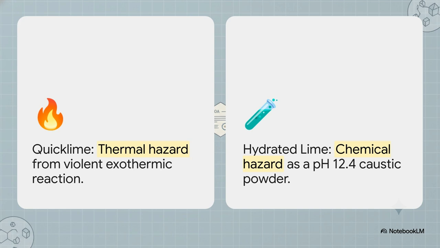A saturated solution of calcium hydroxide sits at a pH of 12.4. That is highly caustic to your skin, your eyes, and your respiratory tract. Hydrated lime requires strict, rigorous PPE, exactly like quicklime does. The hazard simply changes from a thermal one to a chemical one, but make no mistake, the danger remains.